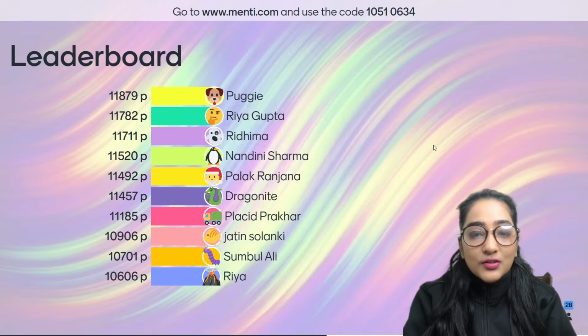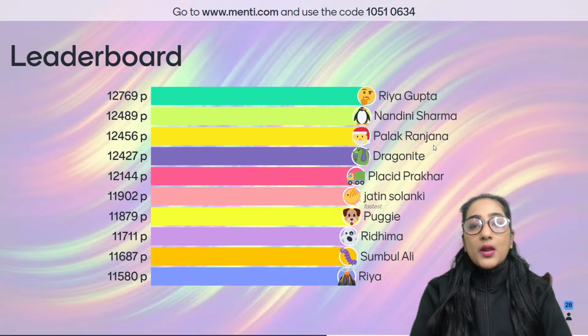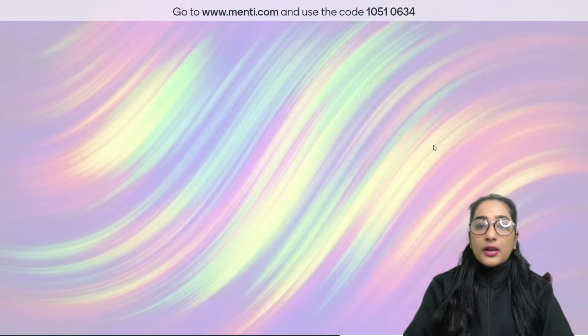So who was the fastest one in this question? I'm really eager, now I'm curious to know. Who is the fastest one here? And we have got Rhea at the first position. Then Nandini, Palak, Dragonite, Placid, Prakash, Jatin. You are the fastest one. Pagir, Ridhima, Sumbul, and Rhea. Now let's move ahead, everyone. Let's have a look at the next question.